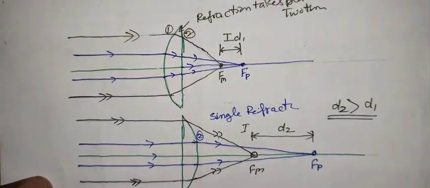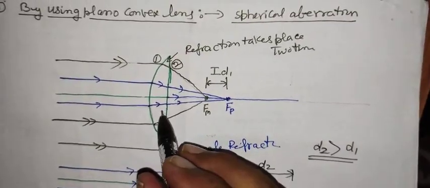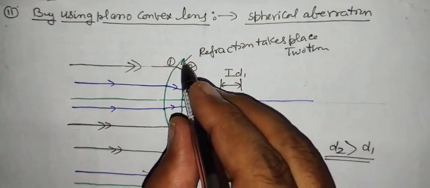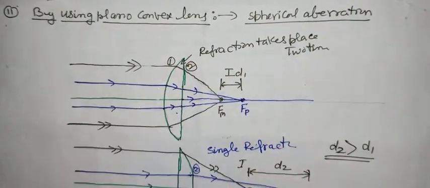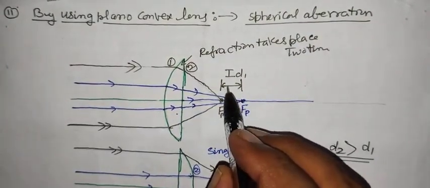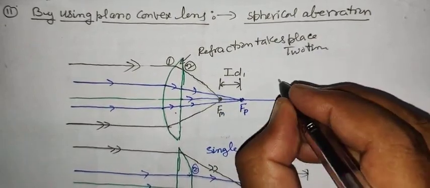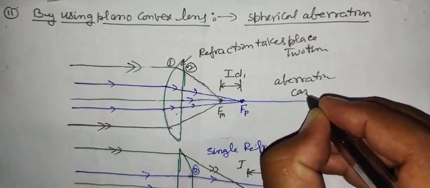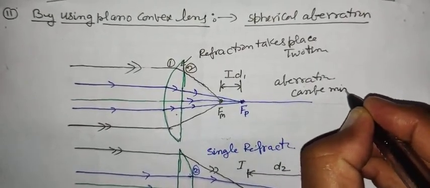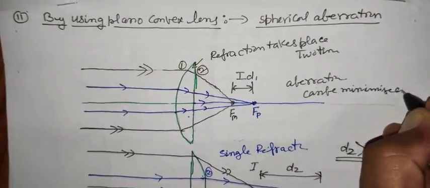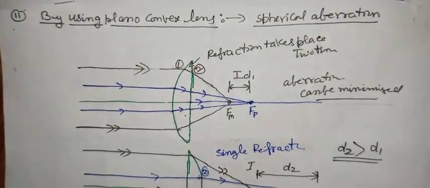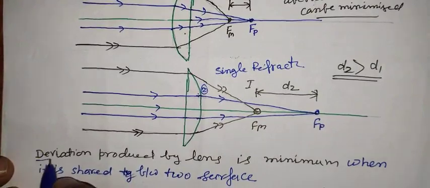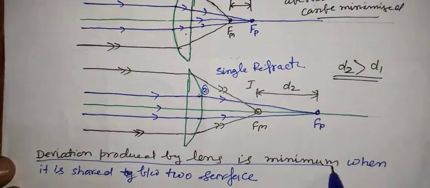What is this? If a plano-convex lens is used the first way, with the curved surface towards the object, in that condition the aberration can be minimized. One may say that the deviation produced by the lens is a minimum.